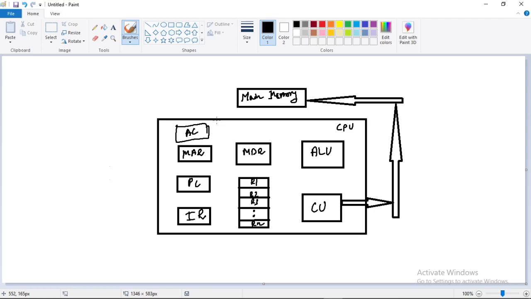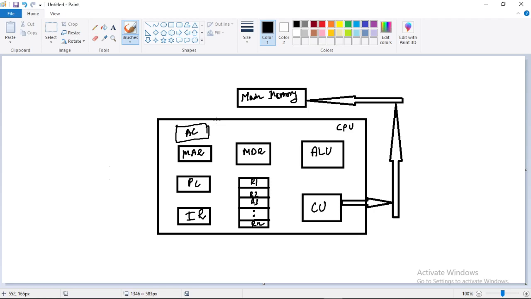Another thing I want to mention is that MAR and MDR, listen carefully, memory address register and memory data register, together facilitate the communication of the CPU and the main memory. The communication that occurs between the CPU and the RAM is dealing with these particular registers, MAR and MDR.